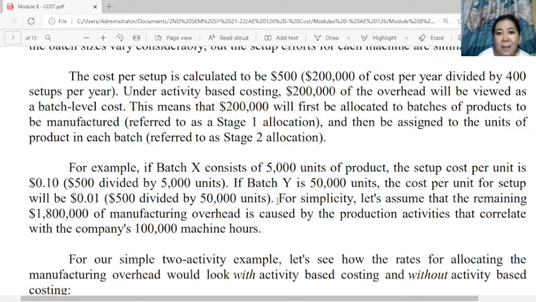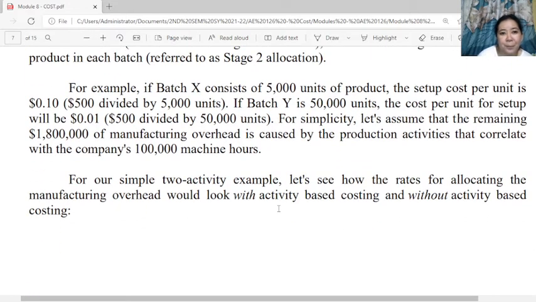Under activity-based costing, 200,000 of the overhead will be viewed as a batch level cost. So this means that 200,000 will first be allocated to batches of products to be manufactured. This is referred to as our stage 1 allocation. And then it will be assigned to the units of product in each batch. So this is our stage 2 allocation.